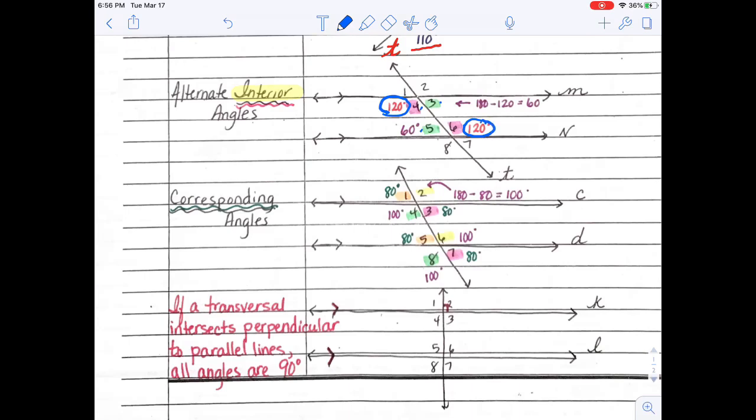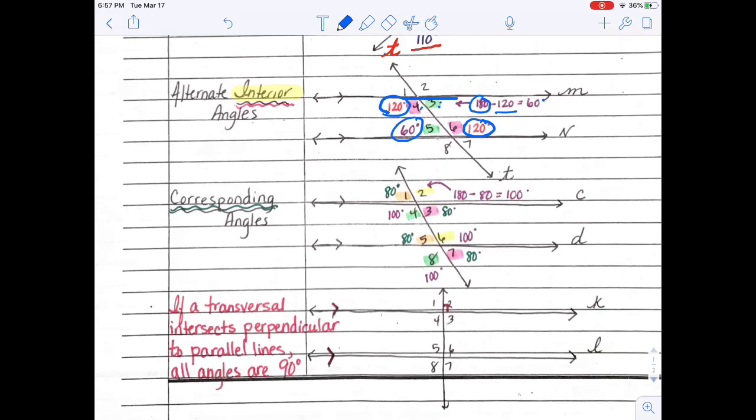Now if those are just the 2, you can easily say, well, what about this straight line here? If I put 4 and 3 together, doesn't it make a straight line? That straight line's 180 degrees. 180 minus the 120 I already know, 60 degrees is angle 3. And if angle 3 is 60 degrees, then that alternate interior angle is 60 degrees.